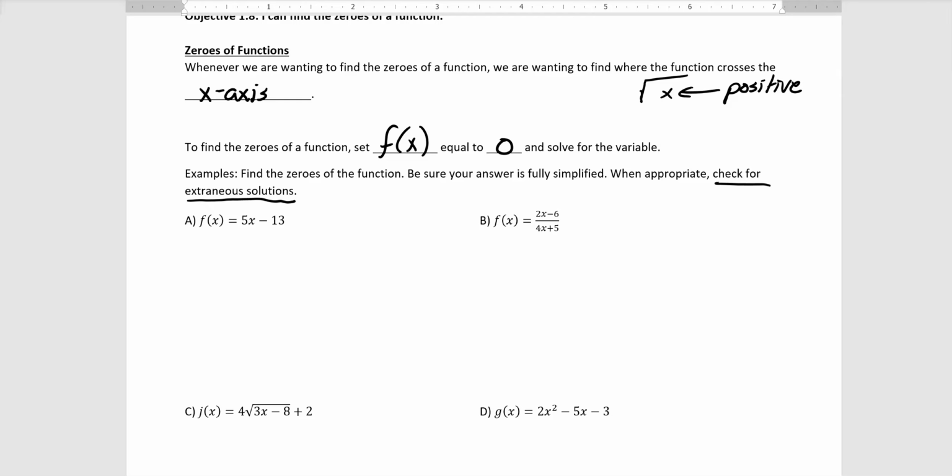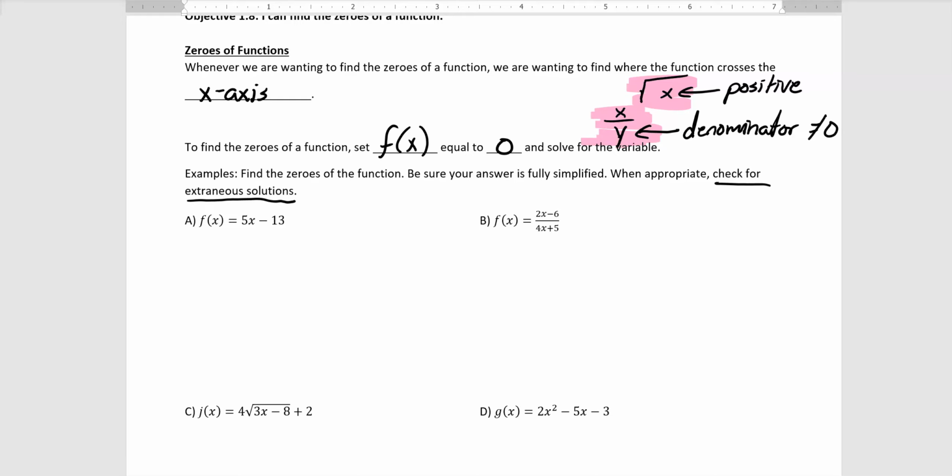When we find a value for x and plug it back in, do we get a positive number under the radical? The other one is when we have a fraction, because, of course, the denominator cannot equal 0. We're not allowed to divide by 0. So if we have a rational expression that we're working to solve, we need to check. The two things we have to check for are square roots and fractions. That's when we need to check for extraneous solutions.